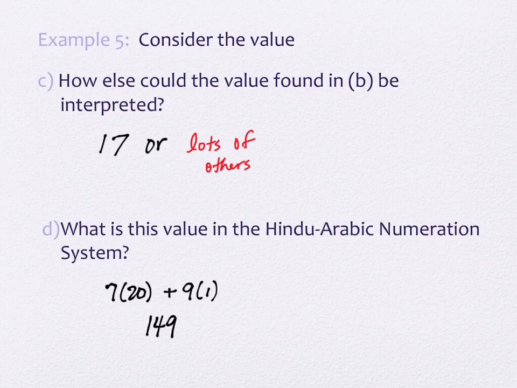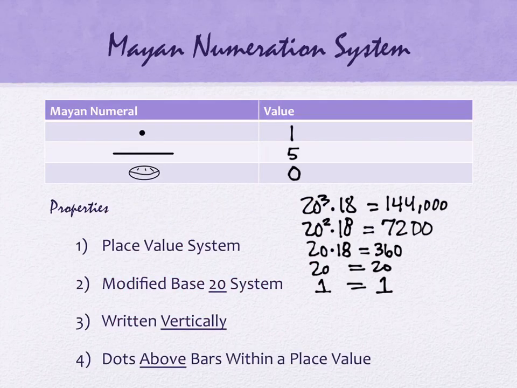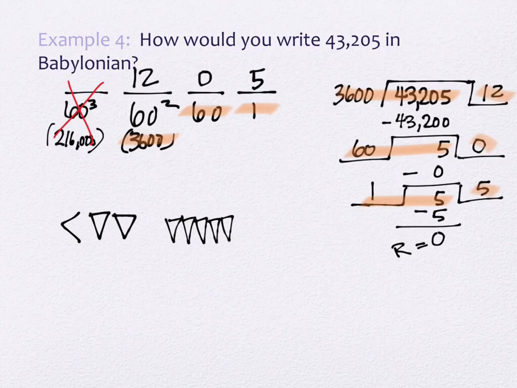So we'll pause right there, but what we're going to do next is something very similar to what we did with the Babylonians. We're going to take a number in our system, and we're going to turn it into Mayan, and we're going to do that using that division scaffolding, that algorithm thing that I did on the left-hand side. Okay? And we'll pick up there next time.